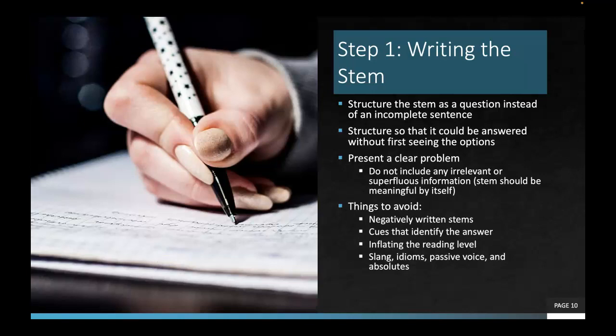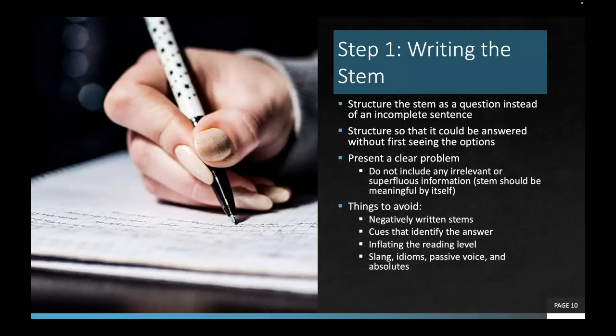So let's talk about writing the stem. You want to structure it as a question, not an incomplete sentence. That's your best practice. Ideally, it would be something that you could answer without seeing the options first, and present a clear problem. So you want to make sure you're leaving out any irrelevant or superfluous information. Don't put ages in there unless it's relevant. Don't make your question gender neutral unless that's important to the actual question itself, things like that.